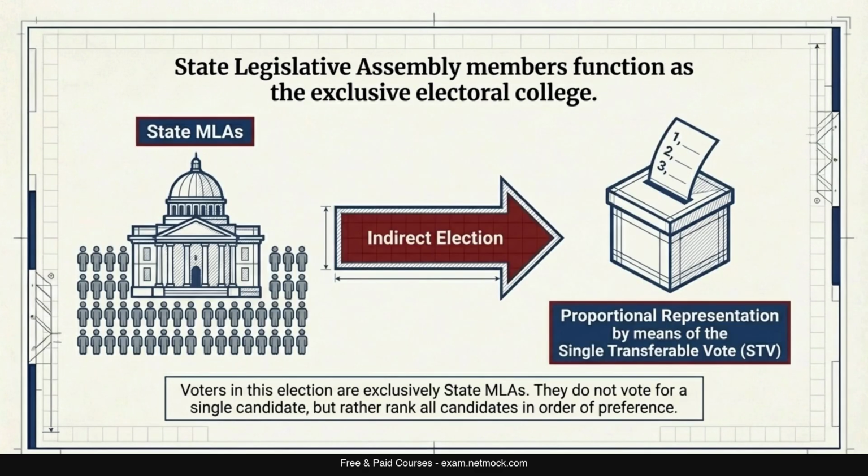Now, who actually votes in a Rajya Sabha election? State Legislative Assembly members function as the exclusive electoral college. It is an indirect election. State MLAs cast their votes, and the system used is proportional representation by means of the single transferable vote, or STV. Voters in this election are exclusively state MLAs. They do not vote for a single candidate but rather rank all candidates in order of preference. This is a crucial distinction from general elections.